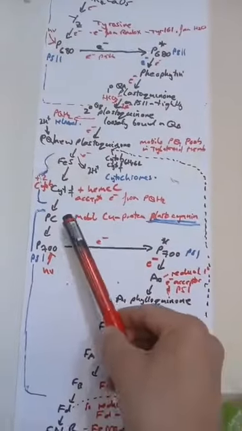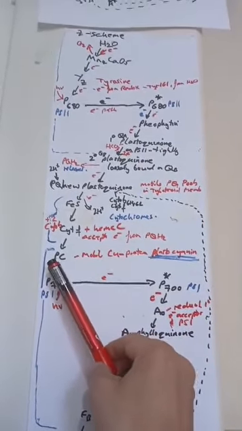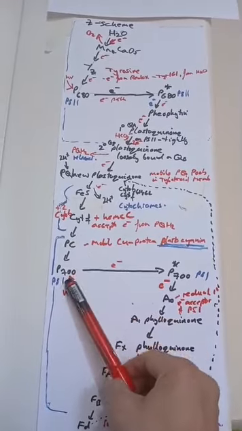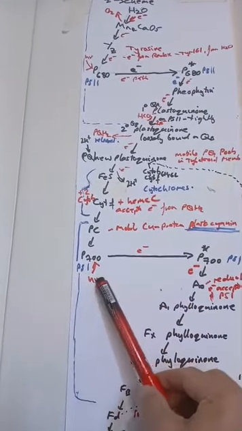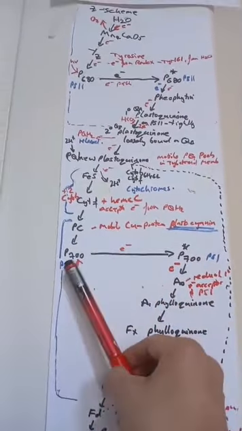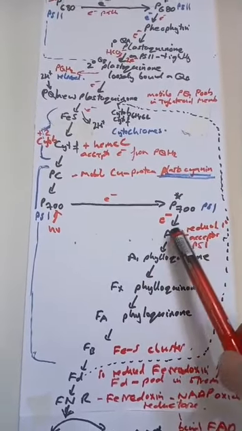And then you have electrons passed from plastocyanin onto P700 in photosystem 1, which is activated by light. The first photosystem is called photosystem 2, as it was discovered second. So light activates this, and the electron is then passed to P700, and is then passed on to a reduced primary electron acceptor A0.